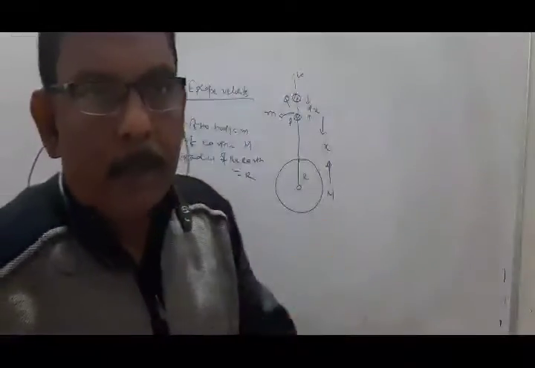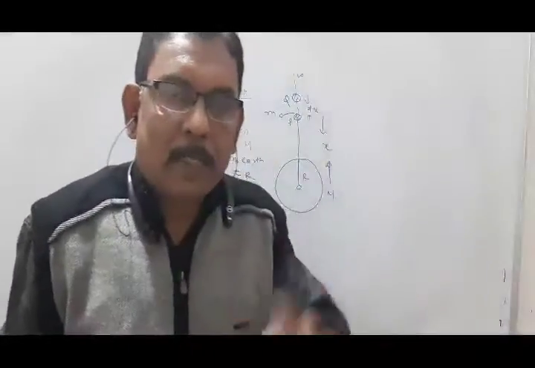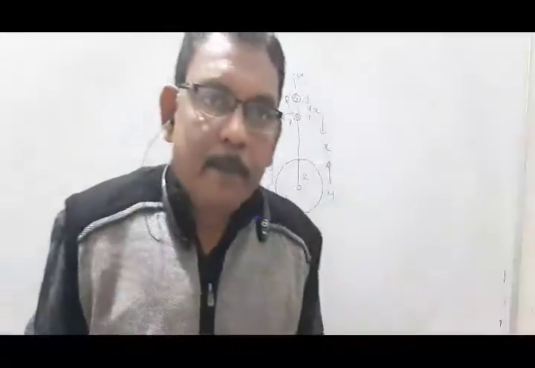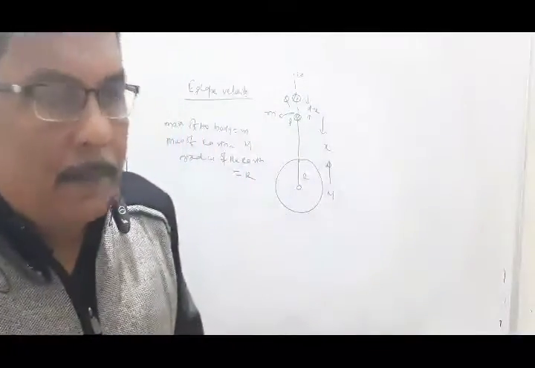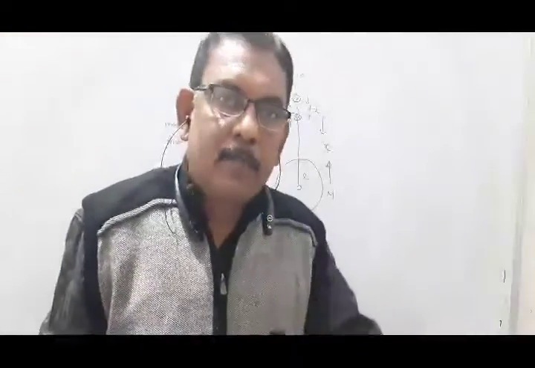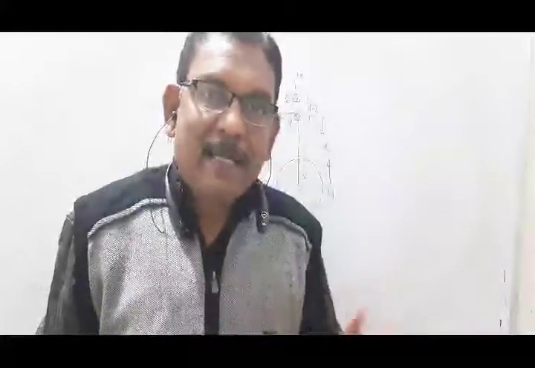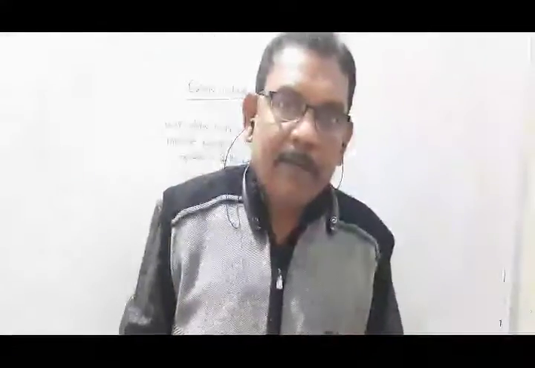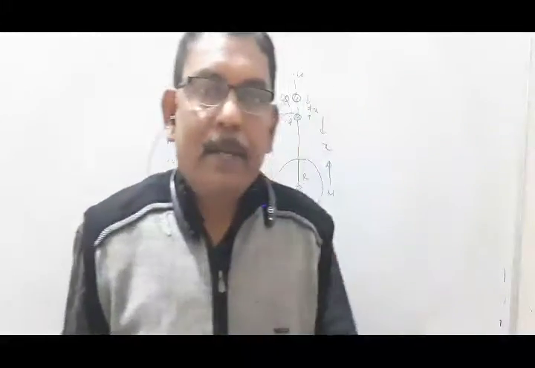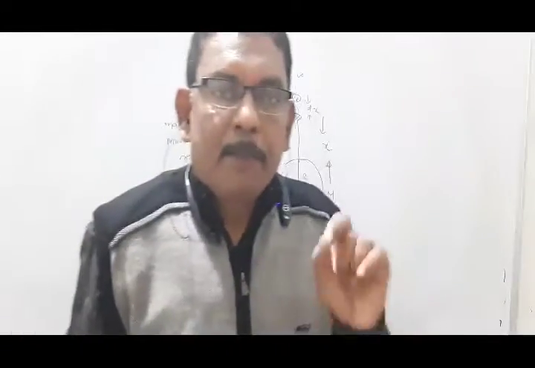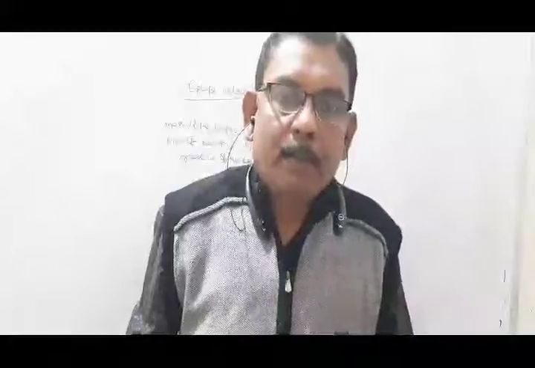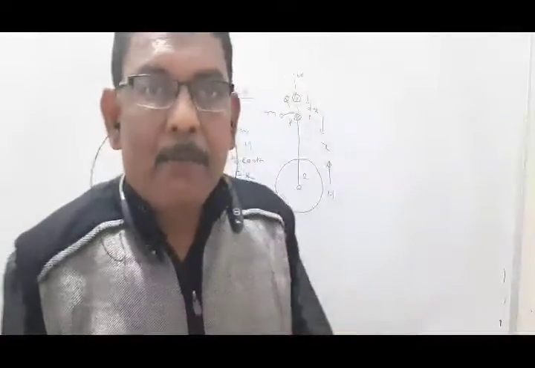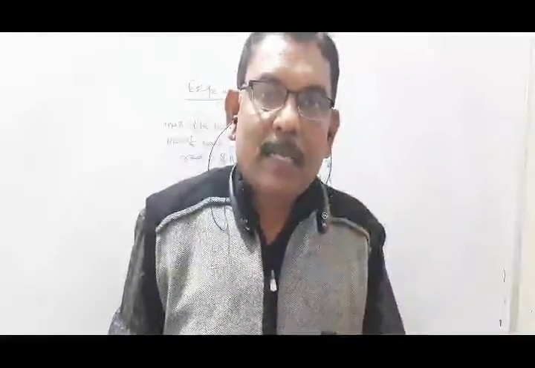If you throw a body in an upward direction to a certain height, after some time it will fall back. If the body attains a sufficient velocity, it will escape from the gravitational pull of the earth. That minimum velocity is called the escape velocity. So how will you define escape velocity? The minimum velocity with which, when the body is projected vertically upward, it will escape from the gravitational pull of the earth is called the escape velocity.